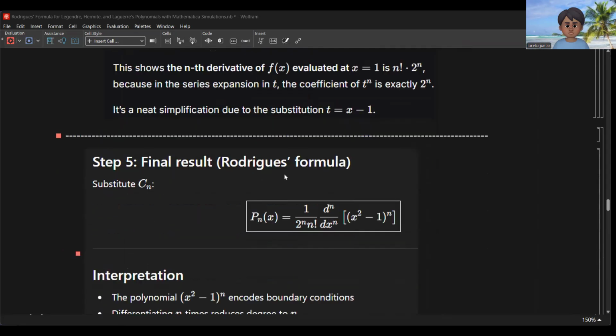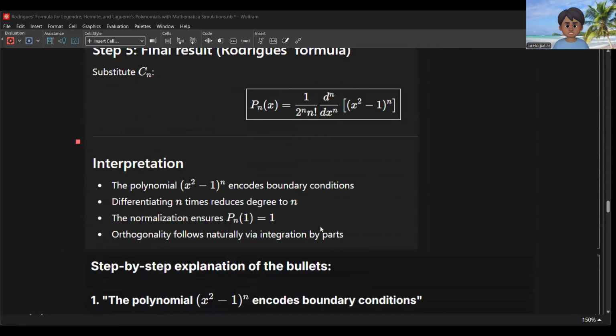So we have the final result here. With Rodrigues' formula, substitute the constant in here. So we have P_n(x) equal to 1 over 2 to the n times n factorial, times the nth derivative of (x squared minus 1) raised to the n. So we have the interpretation here.